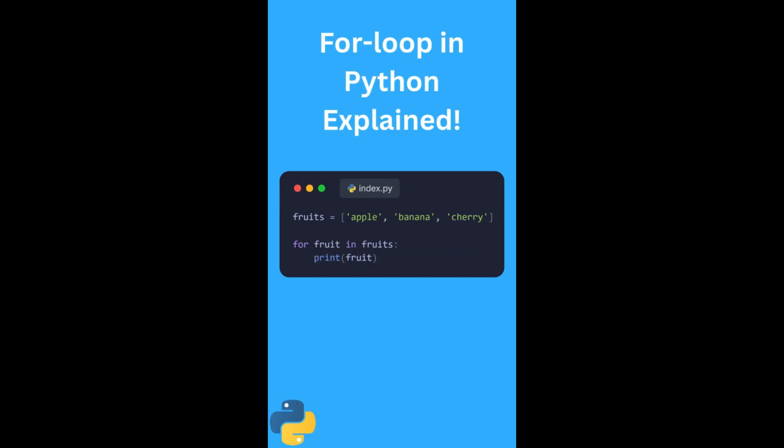For loop in Python explained. A for loop lets you repeat a block of code multiple times, which is great when you want to go through items in a list or run something a set number of times. It helps you avoid writing the same code again and again.